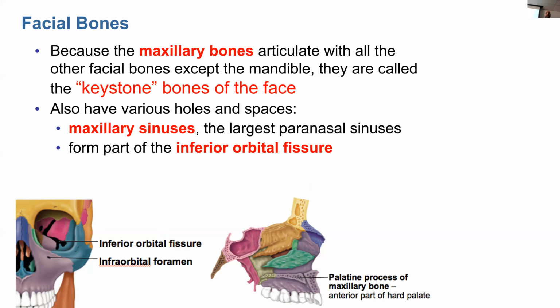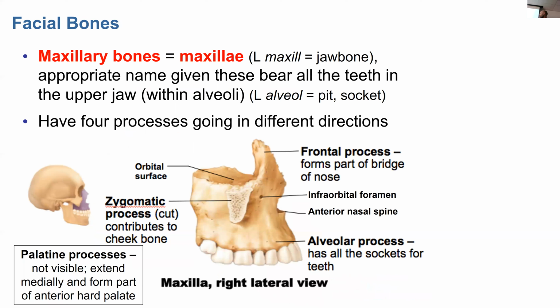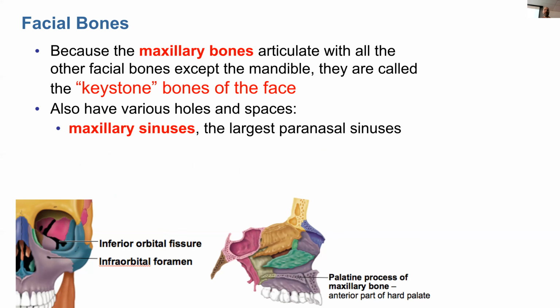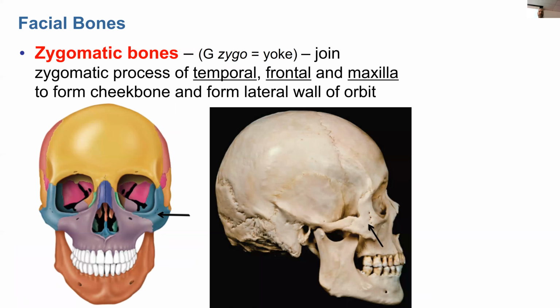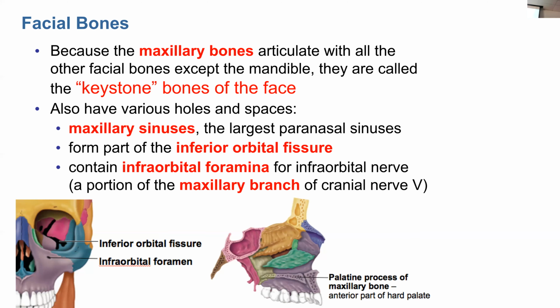So I'll go back a slide here and just remind you of those 4 processes that are important in the maxillary bones because they form part of these important structures. So again, frontal process, bridge of the nose; alveolar process, holds your teeth; zygomatic process, the anterior part of your cheekbone; and the palatine process, which I'll show you on this slide, forms part of the hard palate, the roof of your mouth. That's the takeaway about the maxillary bones, keystone bones of the face.